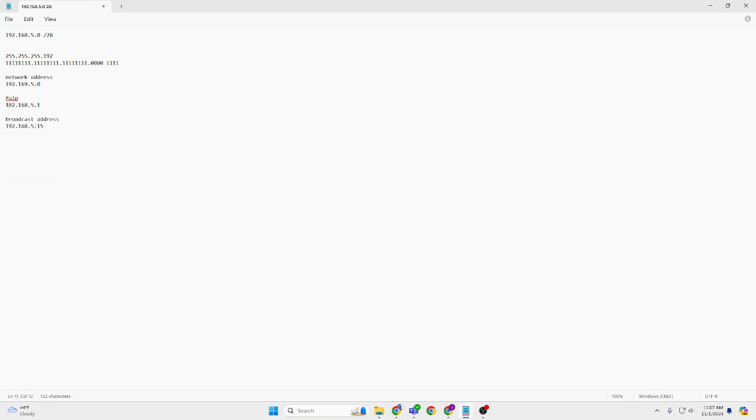So the first usable IP is that, and then the last usable IP is going to go from that, and this is going to be 0, and this is going to be all 1s. So it's going to be 1 less than the broadcast address. So it's going to be 192.168.5.14. So now we have the network address, we have the usable IP address ranges, and now we have the broadcast address.